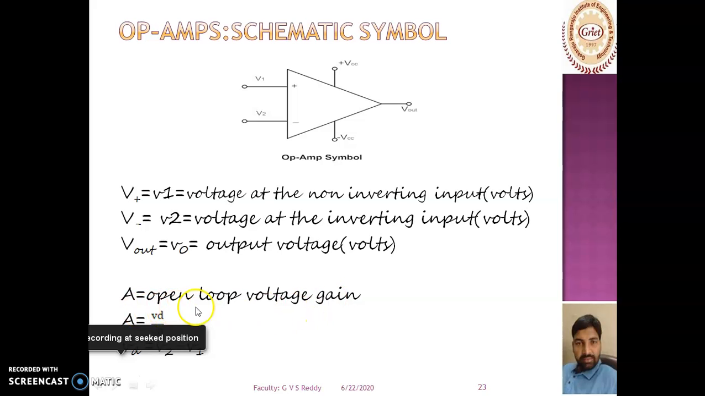And capital A represents the open loop voltage gain, and A equals VO divided by VD, where VD is the difference of the two input signals, that is, V2 minus V1.